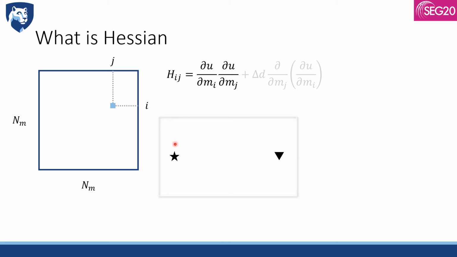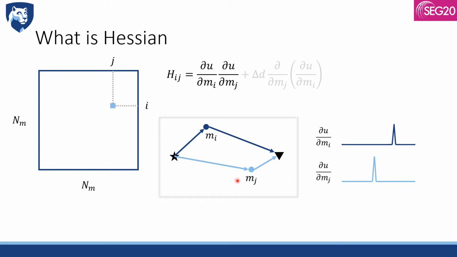For example, we consider a 2D model with the source right here and the receiver right here. m_i and m_j are two model parameters. Say they are velocities at these two locations. Basically, u is the regular wavefield excited by the source. So partial u over partial m_i will be the scattered wavefield induced by the velocity change at the m_i location. In other words, the background wavefield u travels from the source to m_i, gets scattered by it, and the scattered wavefield, partial u over partial m_i, propagates from m_i and is recorded by the receiver as a spike right here. And the same thing for m_j.